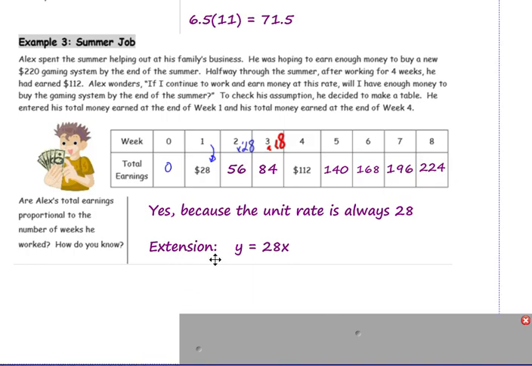You can see the extension down here. This is an equation that says y is equal to 28x. So looking at our table, where did that y and x come from? Our number of weeks is the x variable, and the total earnings is the y variable. And this is the multiplier that is used, times $28 times $28 times $28. So the multiplier to get from x to y is $28. When you multiply x, the number of weeks, times 28, you get the answer of y, which is the total earnings.